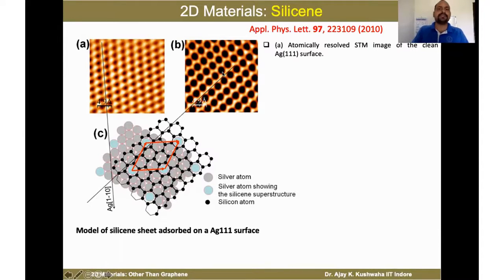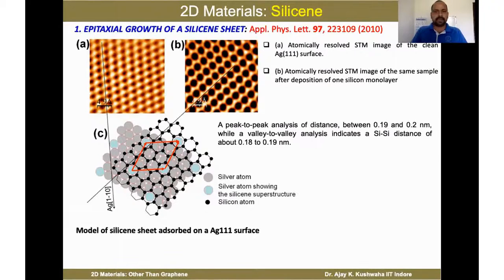So even though the size of silver atom is large as compared to the size of silicon atoms, we can understand that basically by looking at this kind of model proposed by this group, where you can see this bottom color, these are the silver atoms which are large in size, on top of which we are growing the silicon, so these silicon atoms are in the black color. So this kind of deposition happens when we are growing the epitaxial growth of silicene.